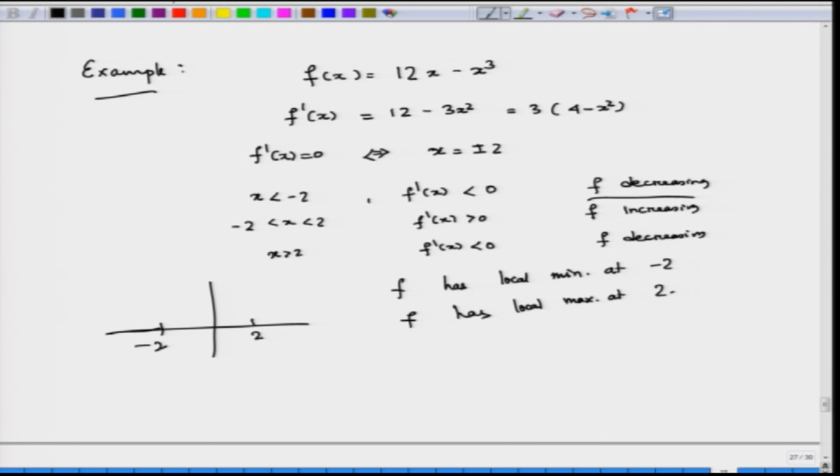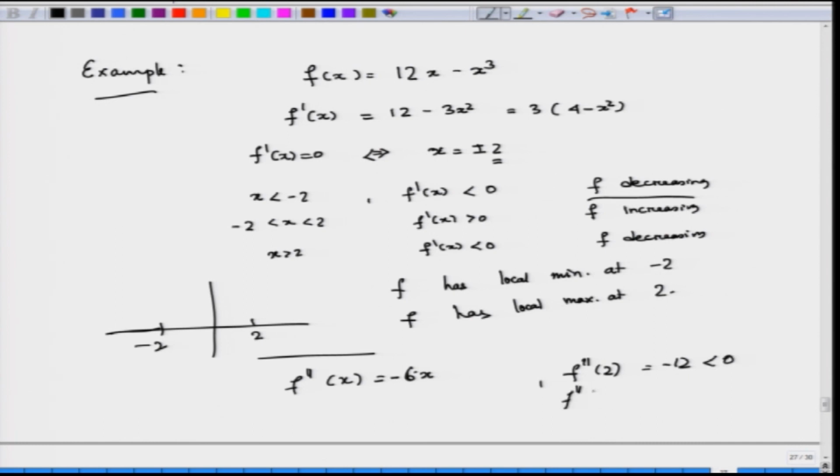Now, the same problem, let us try to do it by using our second derivative test, because here it is a polynomial. So, it is twice differentiable. So, now if we approach the second derivative test, then we need to check the double derivative at 2 and minus 2. Now, what is f double prime? f double prime of x is equal to 12 minus 6x. So, f double prime of 2 is equal to minus 12, negative. So, it is going to have a local maximum.